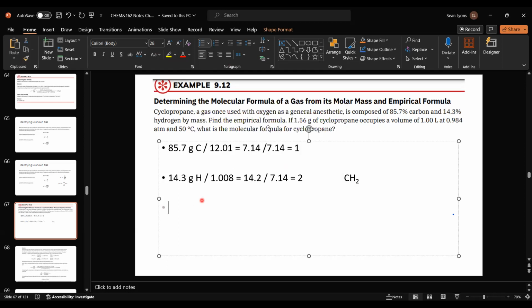All right. And then we can look at the second half of this question. If 1.56 grams of cyclopropane occupies a volume of 1 liter at those conditions, we can think about what our molar mass is going to be, or we can solve for our molar mass at least. And in that case, we'll have molar mass M is equal to mRT divided by PV.